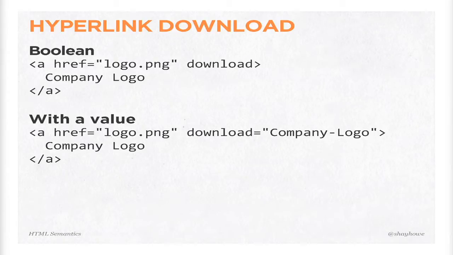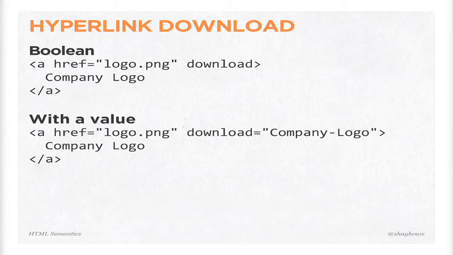We can use this download attribute and say, hey, actually prompt a cue to say we need to download this. This is a file we actually want the user to save to their hard drive. And we can do that by just saying download right on the anchor element itself. We can give it a value. In that second example, we have company logo. And that's what that file will save as.